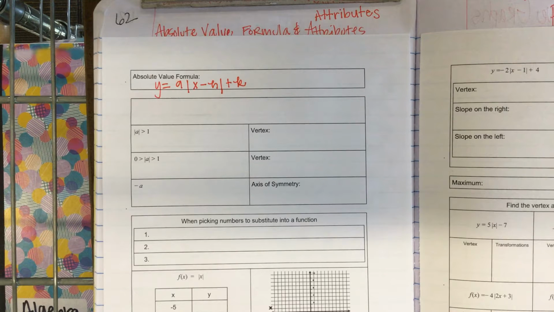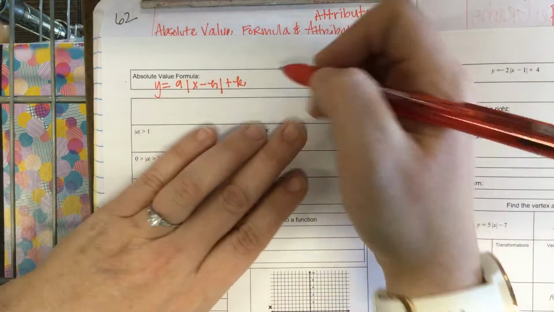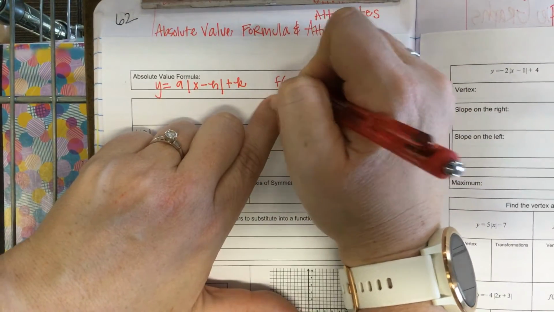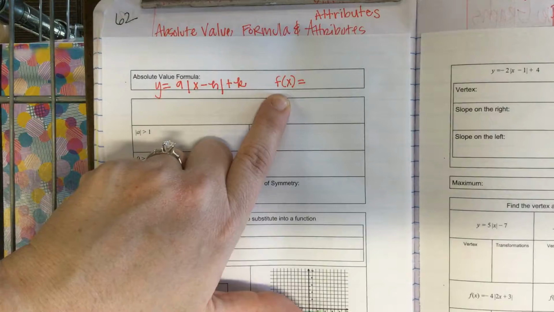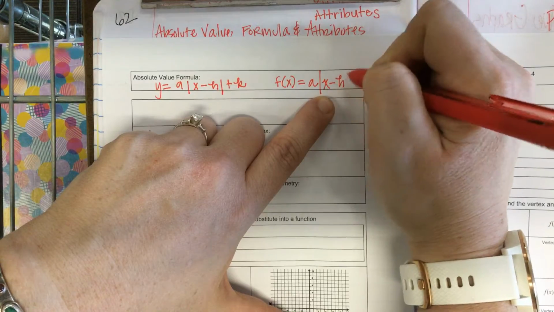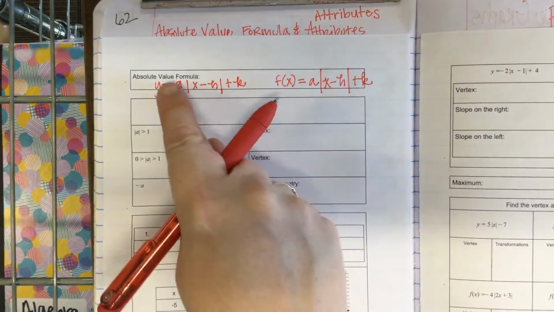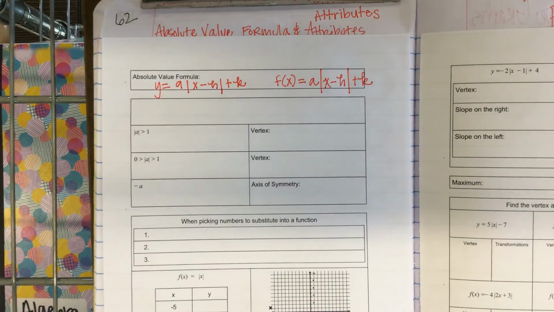Now again, we're going to do open note over this. So you need to have this written down. We need to write down what these elements mean because it's different from y equals mx plus b. Also, please remember that a function, instead of y equals, it might say f of x equals a times the absolute value of x minus h plus k. Same formula, just one of them is written in y equals form and the other one is written in function notation, f of x equals.